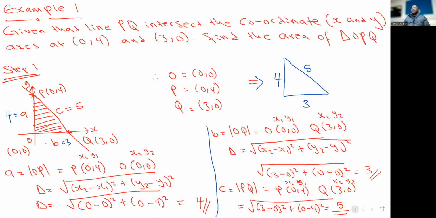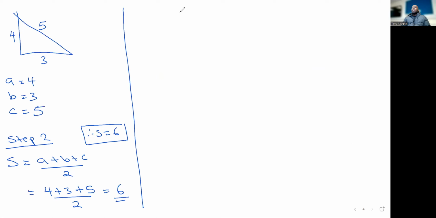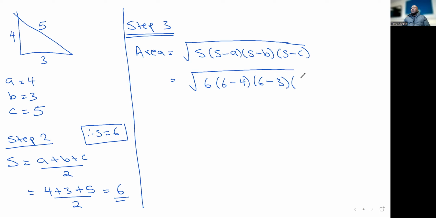Then step 3, we substitute into the formula to find the area. The area is equal to the square root of S times (S minus A)(S minus B)(S minus C). That gives the square root of S, which is 6, times 6 minus A, which is 4, 6 minus B, which is 3, and 6 minus C, which is 5.